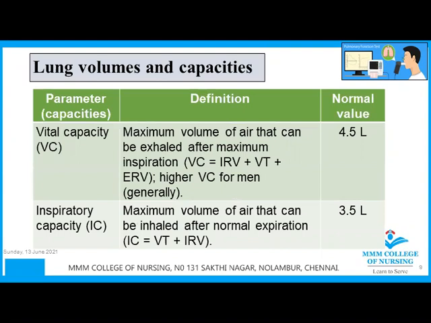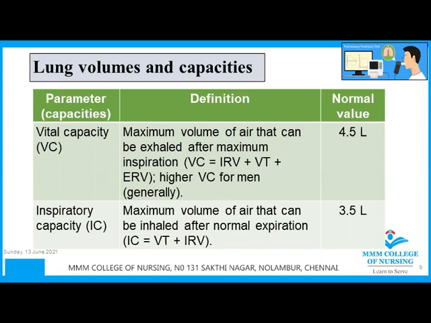Vital capacity, it is denoted as VC, maximum volume of air that can be exhaled after maximum inspiration. Vital capacity is calculated as the sum of inspiratory reserve volume, tidal volume, and expiratory reserve volume. The normal value is 4.5 liters.